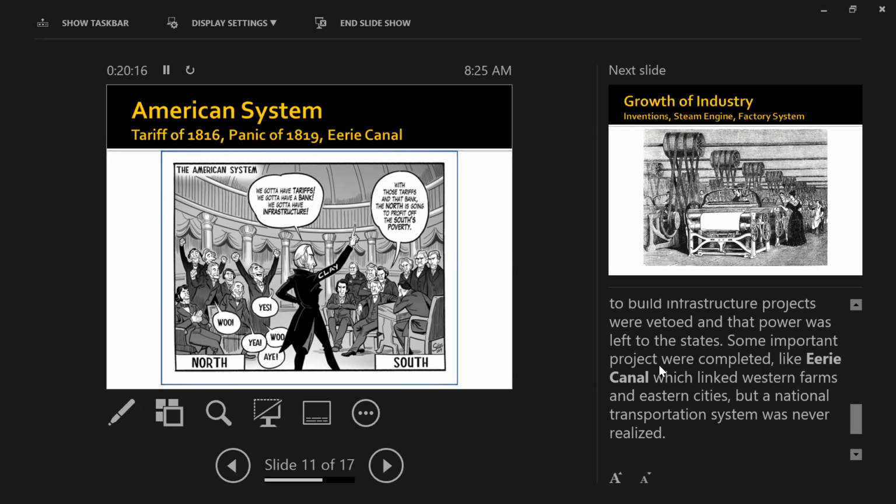But one success was the creation of the Erie Canal. And the Erie Canal linked Western farms with Eastern cities. And while this was a start of his national transportation system, it was never fully realized.